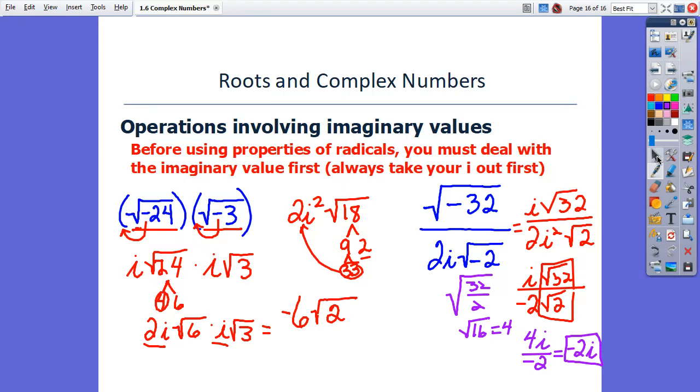So the key on these is really, we do a lot of radical work, but the key to being able to do radical work is take that i out first. So if you have a square root of a negative, make sure to take the i out before you do any kind of operations of real numbers.